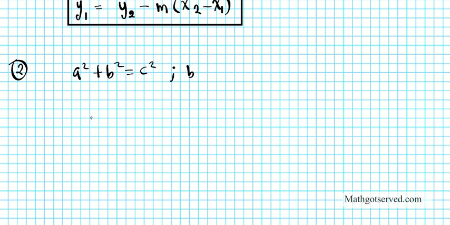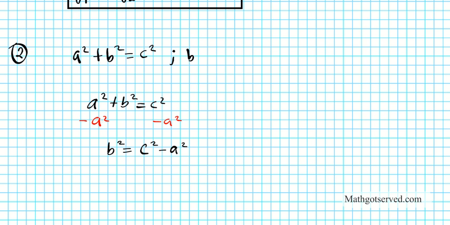So we're going to get b squared by itself. Let me rewrite the problem down here. a squared plus b squared equals c squared. So first thing I'll do is I'll subtract a squared from both sides. And then I'll have b squared equals c squared minus a squared. And then finally, to get b isolated, I'll take the square root of both sides. So I'll root the left side, and I'll root the right side. And then I'm going to have b equals plus or minus the square root of c squared minus a squared.